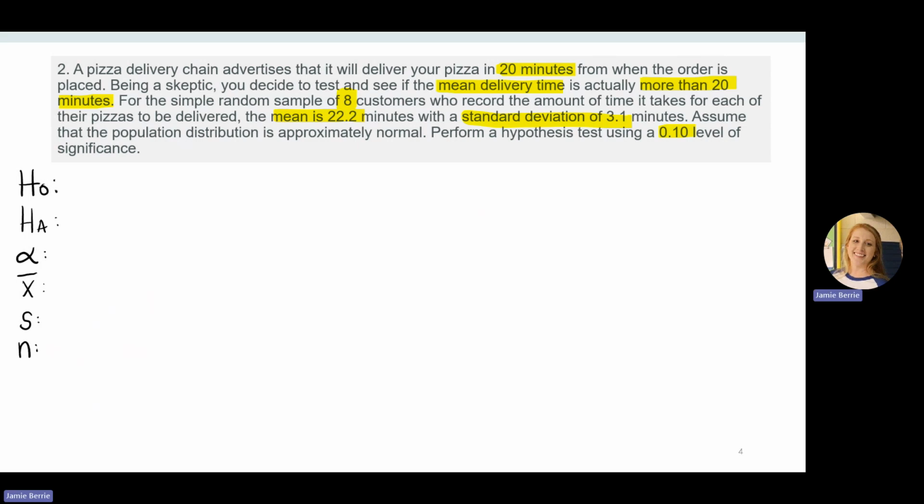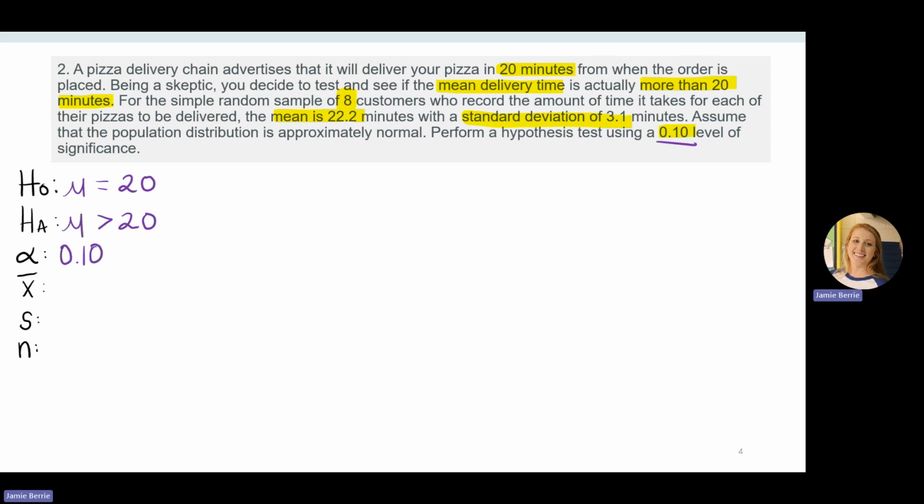All right, so we saw the word mean in here, so we're going to go ahead and use mu. We know that the null hypothesis always gets the equal to. The value that's currently believed to be true is 20 minutes. The pizza chain advertises that it takes 20 minutes to deliver the pizza. You think that it actually takes more than 20 minutes. You've decided to use the 0.10 level of significance.